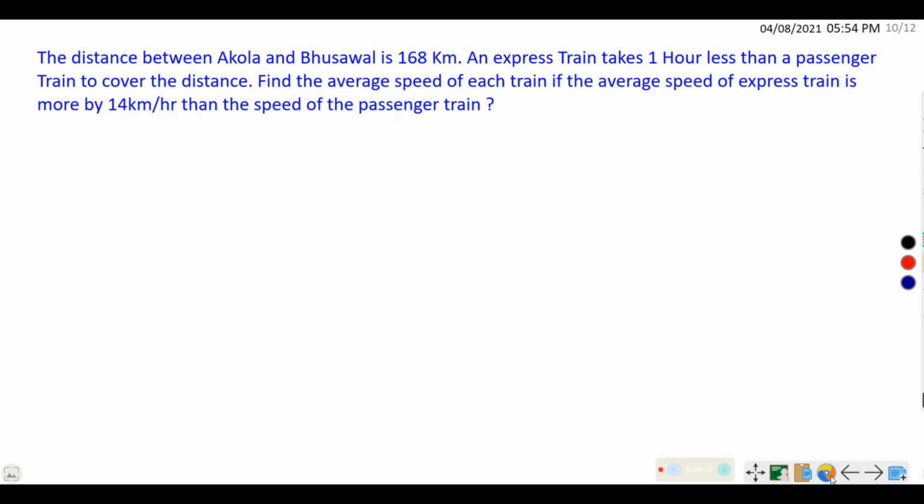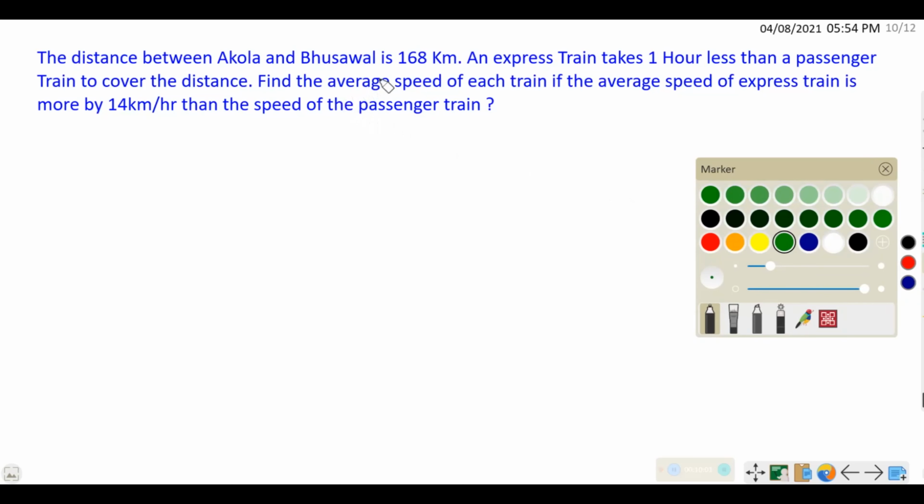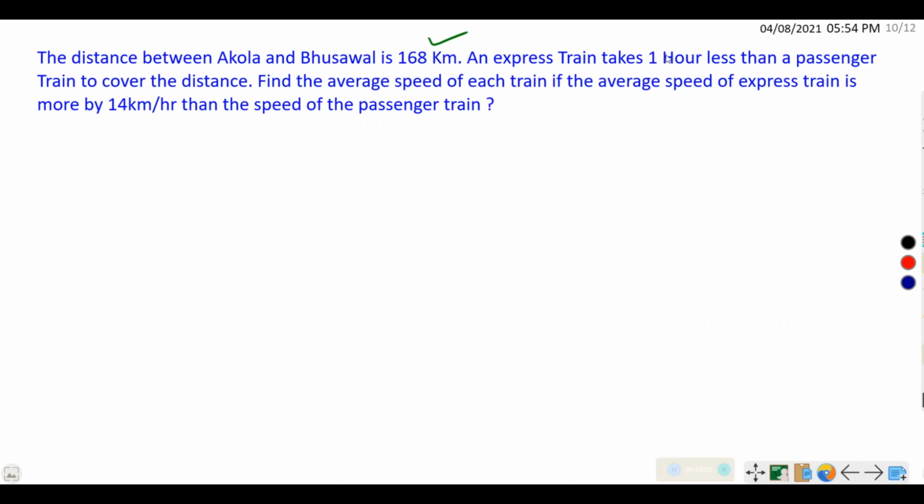Certain informations are given and it is a beautiful sum, practical sum. It is given that the distance between Akola and Bhusawal is 168 km and the express train takes 1 hour less than the passenger train. The passenger train goes slowly. And it is also given that the express train has a speed more by 14 km per hour than the passenger train. So let us assume something. Distance is given as the distance between Akola and Bhusawal.